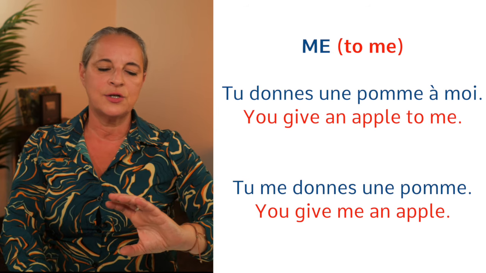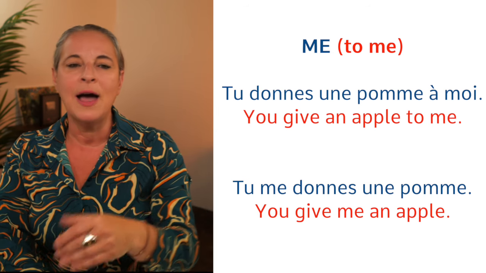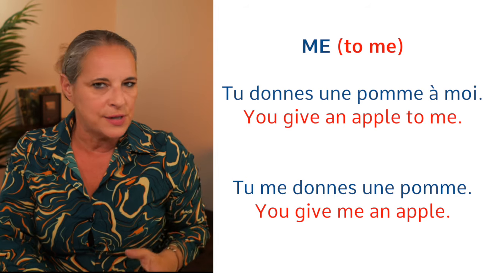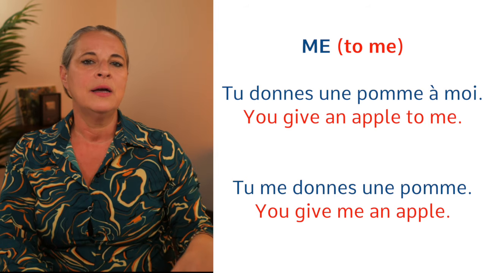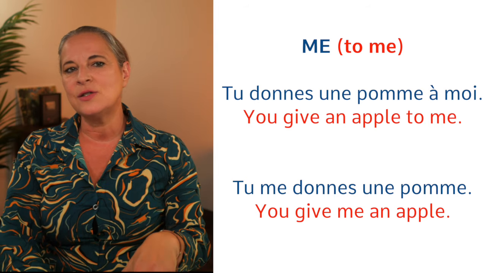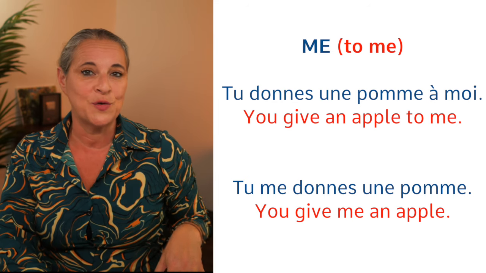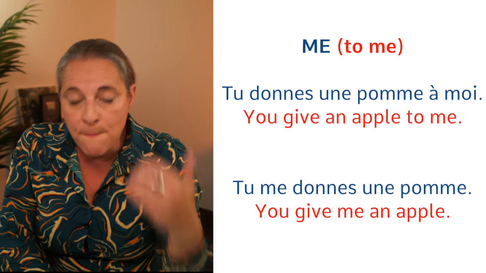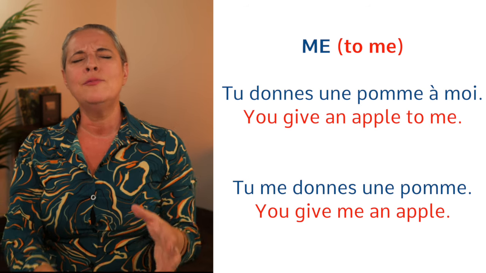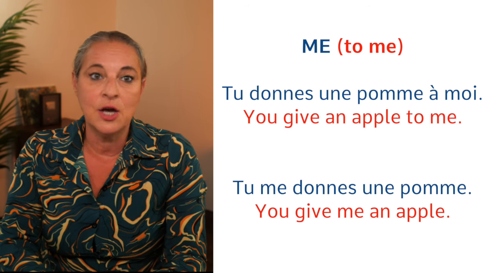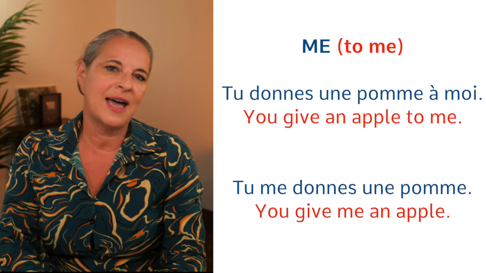Now, of course, I said tu donnes une pomme à moi. À moi wouldn't naturally be used in a sentence as such. I'm adding it here as a way to show you how to add the pronouns afterwards. So, tu me donnes will be the more natural way of saying you give me an apple.